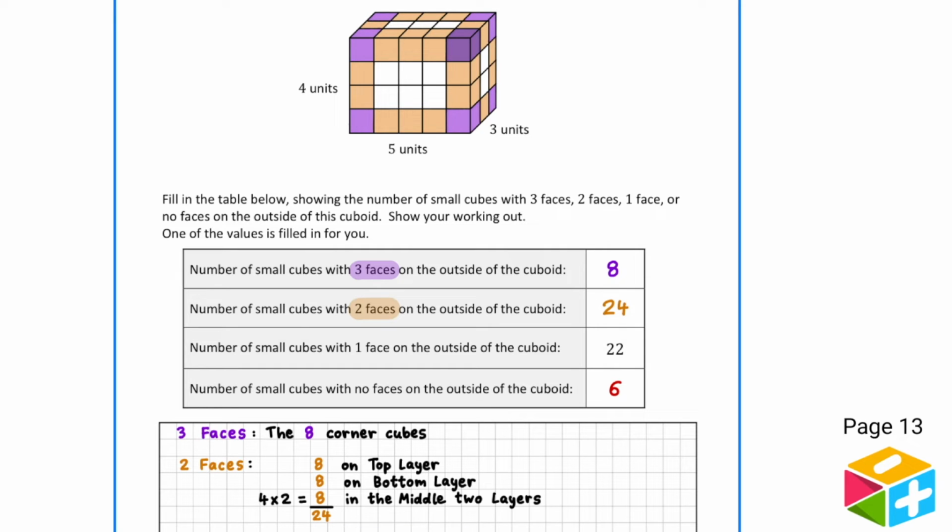Each of these towers contains 2 orange cubes, and we have 4 of them, so this gives us 4 times 2, which is 8 orange cubes across the 2 middle layers. 8 plus 8 plus 8 is 24, so we end up with a total of 24 cubes with 2 faces on the outside.